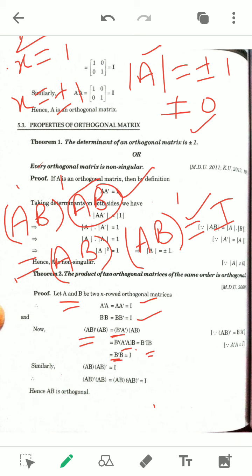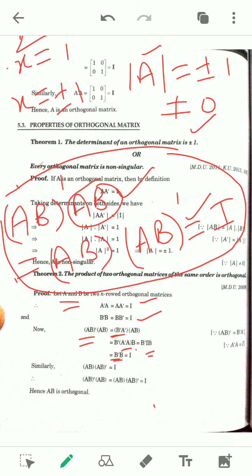So we have shown here that AB transpose AB equals identity. Similarly, we can show that AB into AB transpose is also identity, and that's why we can say that AB is also orthogonal. So the proof is simple. From this structure you can say that the product of two orthogonal matrices is also orthogonal.